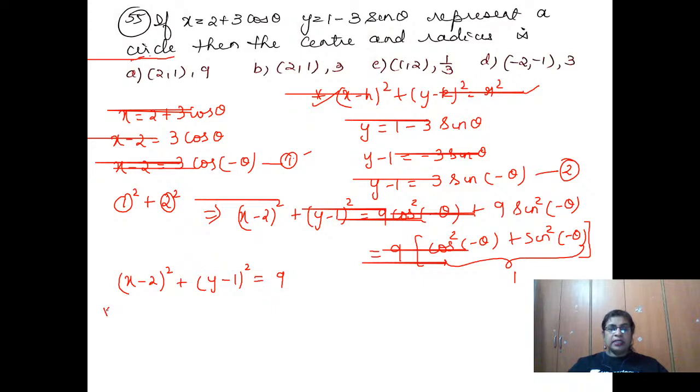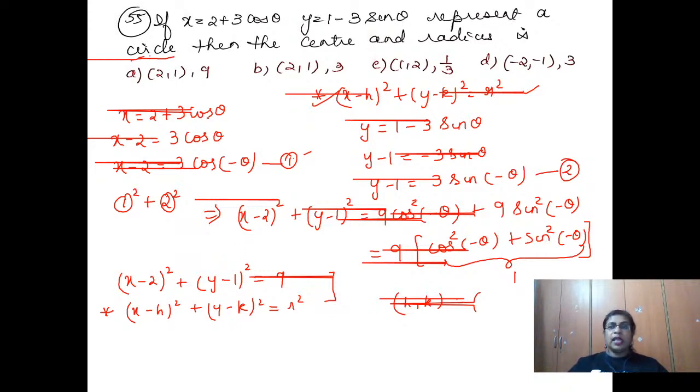Now compare this equation with (x minus h) whole square plus (y minus k) whole square is equal to radius square. So when I compare these two, who is the center of the circle? Center is h and k. This is the center. So what is h and k equal to here? Compare, it is 2 and 1.